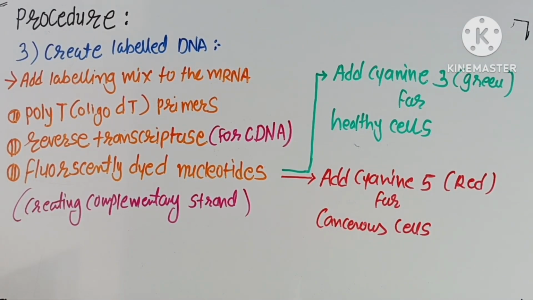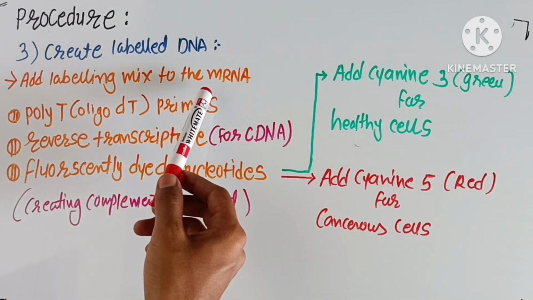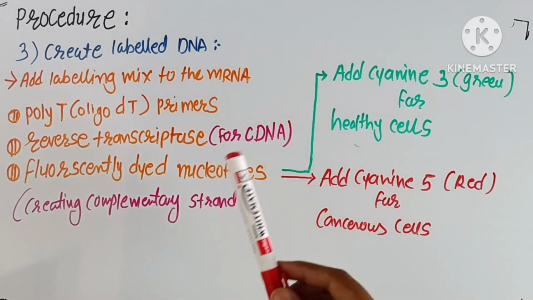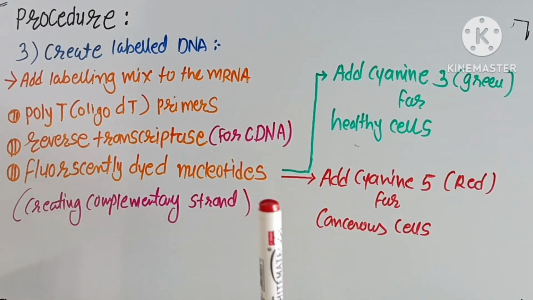Now, formation of cDNA and labeling. In the third step, we add a labeling mix to the isolated mRNA. For the synthesis of cDNA, we already know that a primer and reverse transcriptase enzyme are required for the synthesis of cDNA.